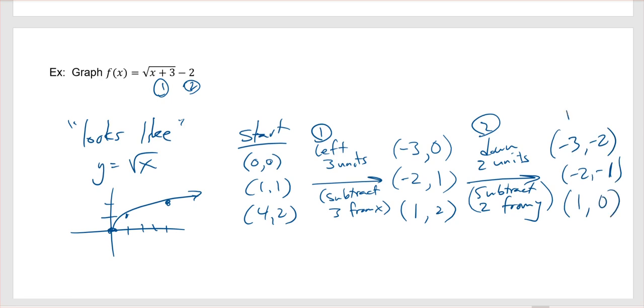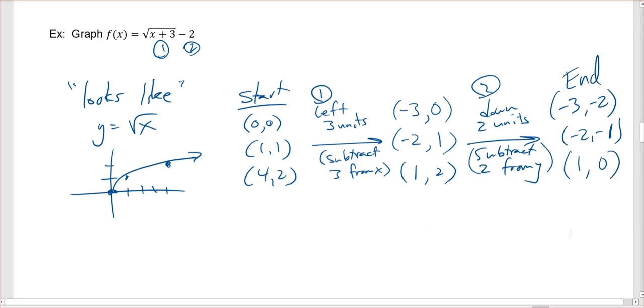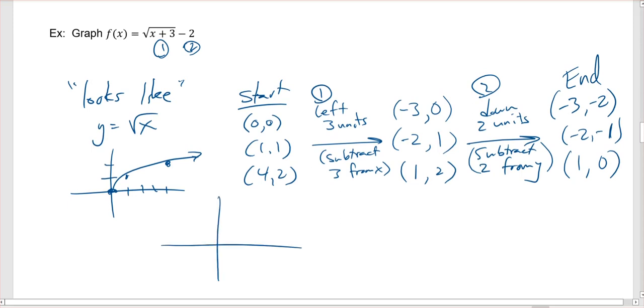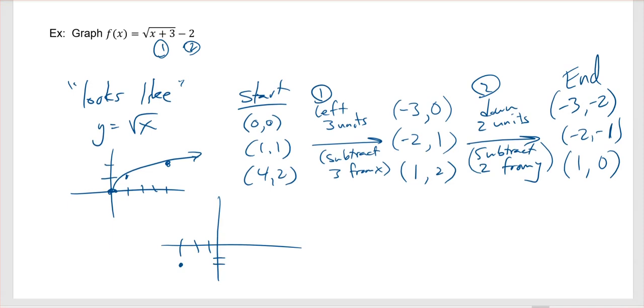Okay, and then that was it, right? That's the end. So let's go to the picture. We've got -3, -2, boop, -2, -1, boop, 1, 0, 1, 0. And then, we know that it looks like this, so we can draw the pattern.